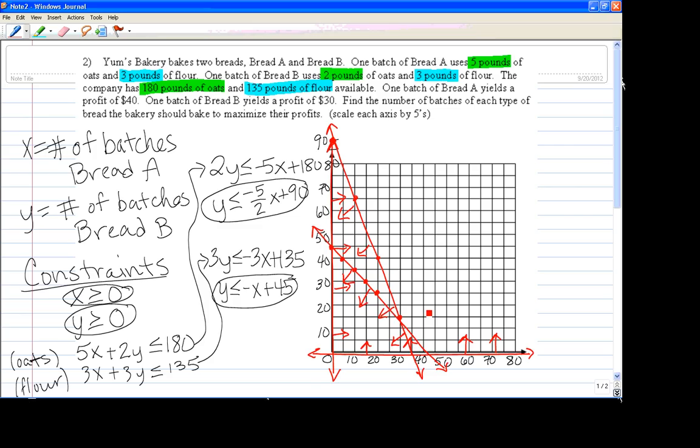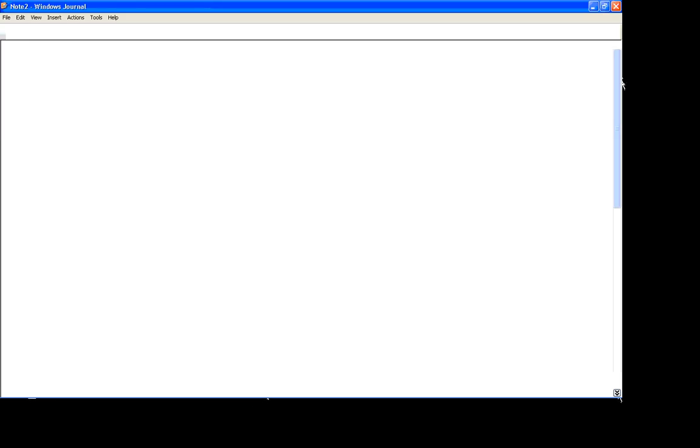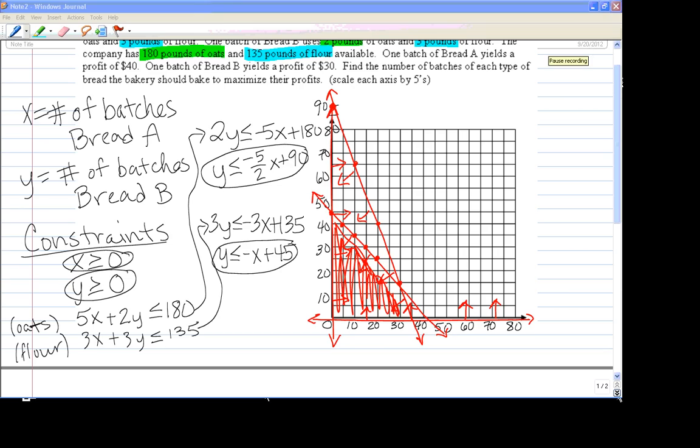So at this point, you can probably see that our shaded region is where all of these arrows are pointing at each other over down here in this corner. So it's all of this right here. Let's look at where the vertices are for this problem. So we have the point 0, 0. So there's a corner. We've got a vertex right here at 35, 0. We've got a point here at 30, 15. And we've got one more at 0, 45.